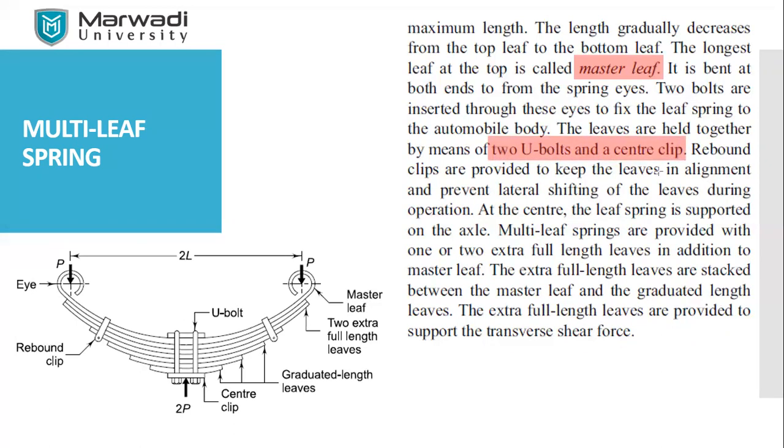Rebound clips are provided to keep the leaves in alignment and prevent the lateral shifting of the leaves during operation. At the center, the leaf spring is supported by the axle. Multi-leaf springs are provided with one or two extra full-length leaves in addition to the master leaf. The extra full-length leaves are stacked between the master leaf and the graduated length leaves. The extra full-length leaves are provided to support the transverse shear force.